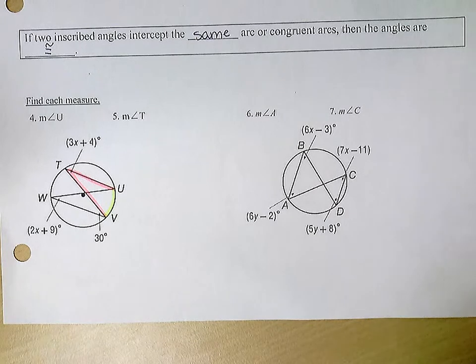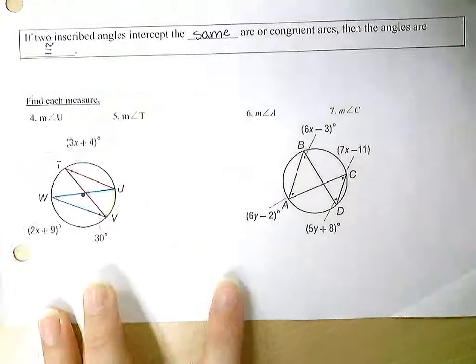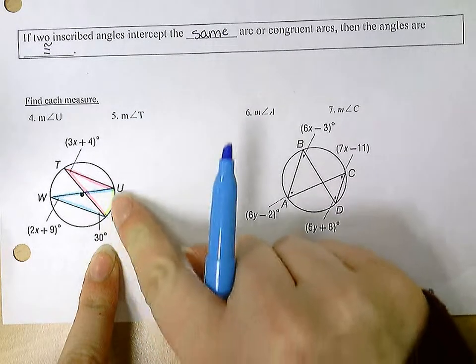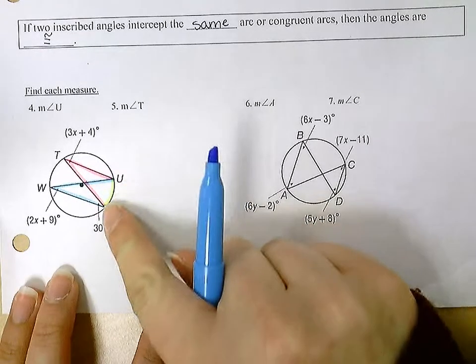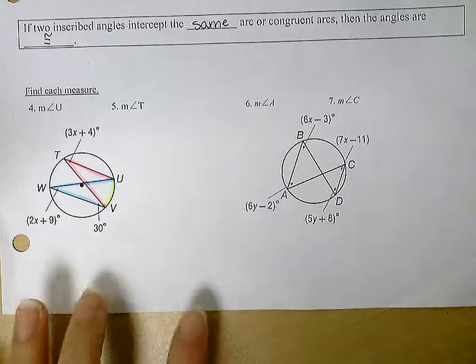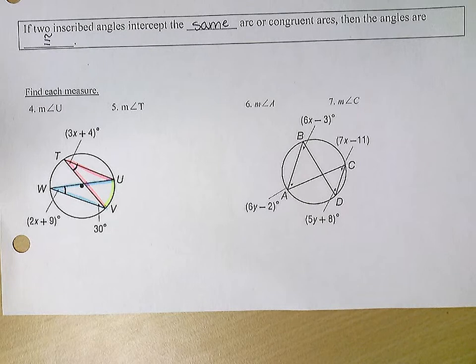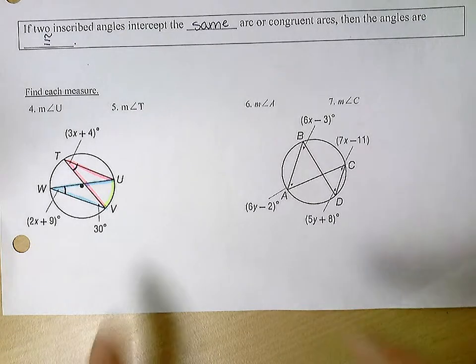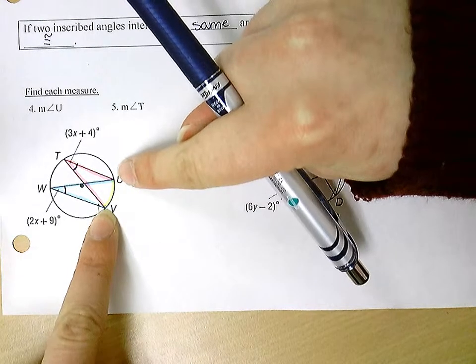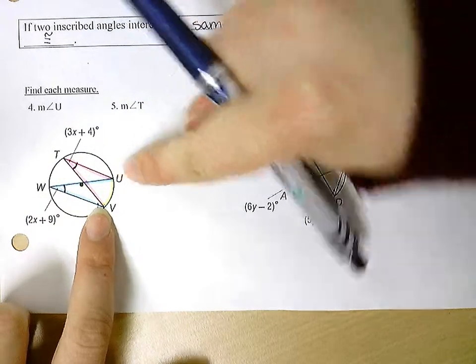Another angle that intercepts that arc, UV, would be angle VWU. So you see this blue one also intercepts that yellow arc that I highlighted. Both of those separate angles intercept that same arc of UV. That means angle W and angle T have to be congruent to each other. They both intercept arc UV, the yellow one, right? So T intercepts that and W intercepts that. So they have to be congruent to each other.